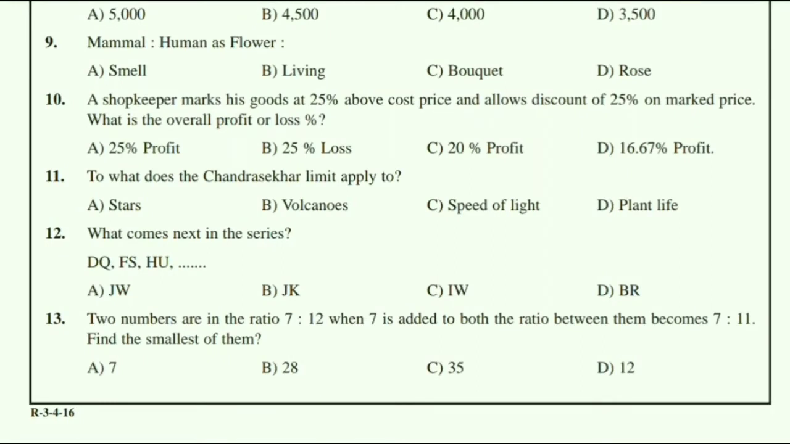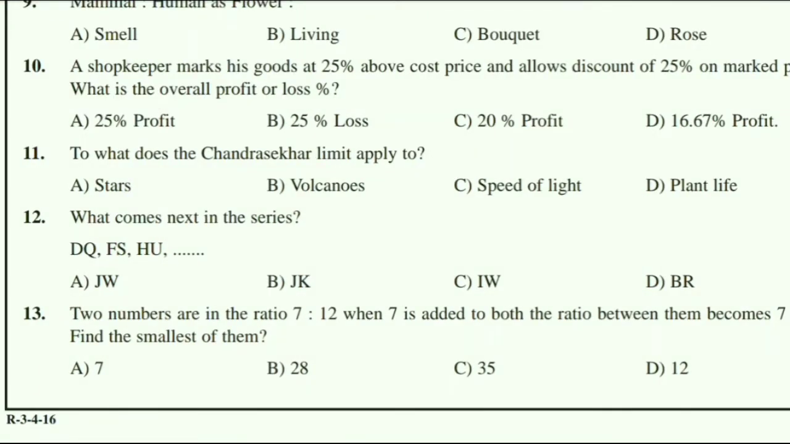To what does the Chandrasekhar limit apply to? The Chandrasekhar limit is used for explaining the maximum mass of a white dwarf star, which is equivalent to 1.44 times the solar mass. When this limit is exceeded, the star turns into a neutron star or a black hole. So the Chandrasekhar limit is applied to stars.